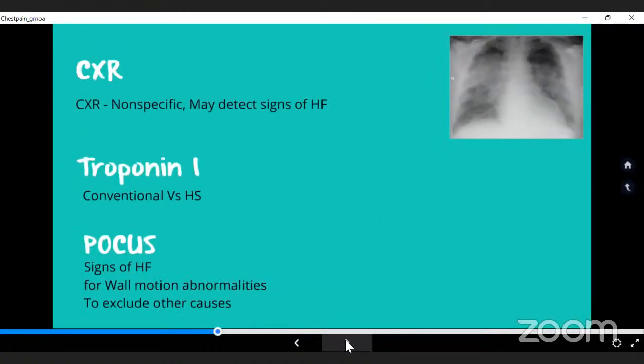Okay, chest X-ray is most of the time non-specific. As I mentioned, biomarkers like troponin have to be used, and you need to know which troponin you have in your hospital, whether it is high sensitivity troponin or conventional troponin. With conventional troponin, you have to wait 6 hours after the onset or the maximum chest pain to get a meaningful result. And I'm not going to talk about POCUS, point of care ultrasound scan, as this is not applicable to you in the initial stage.